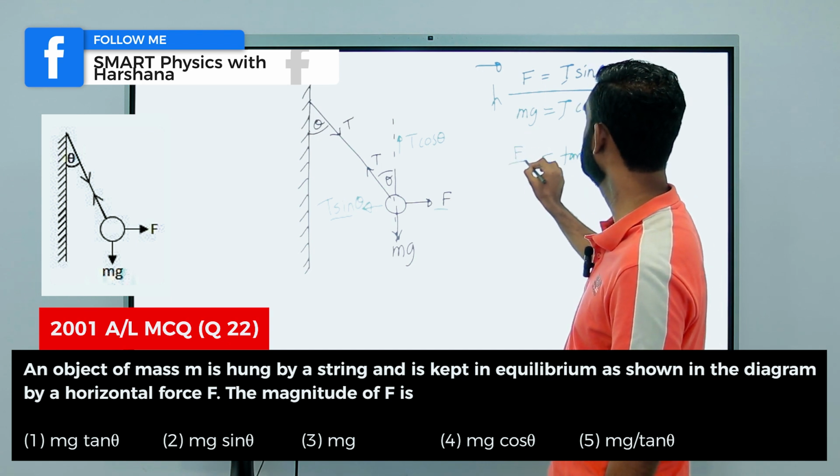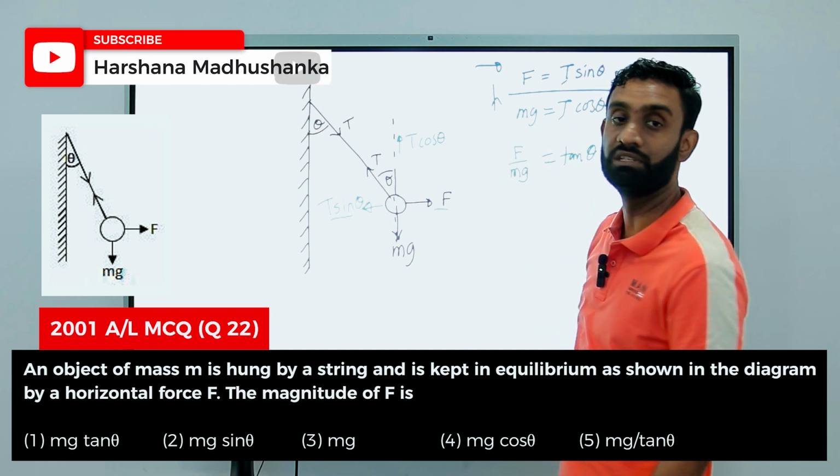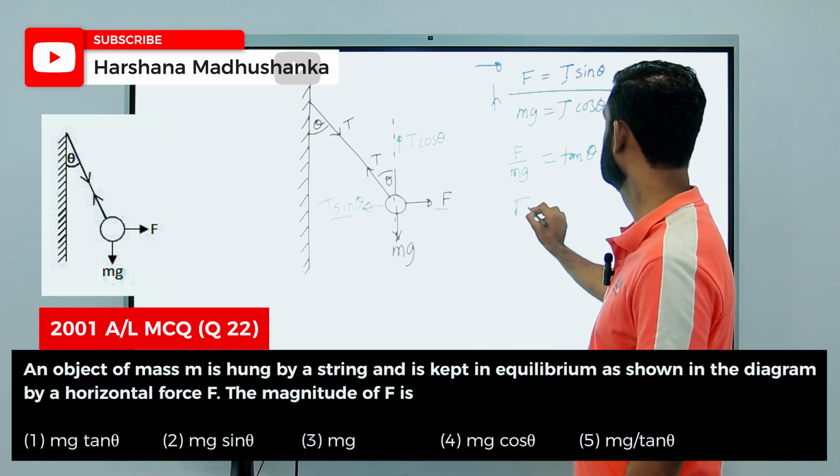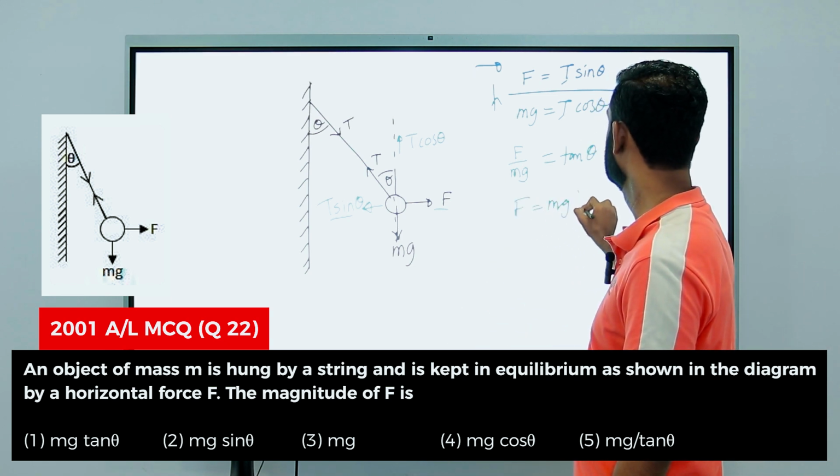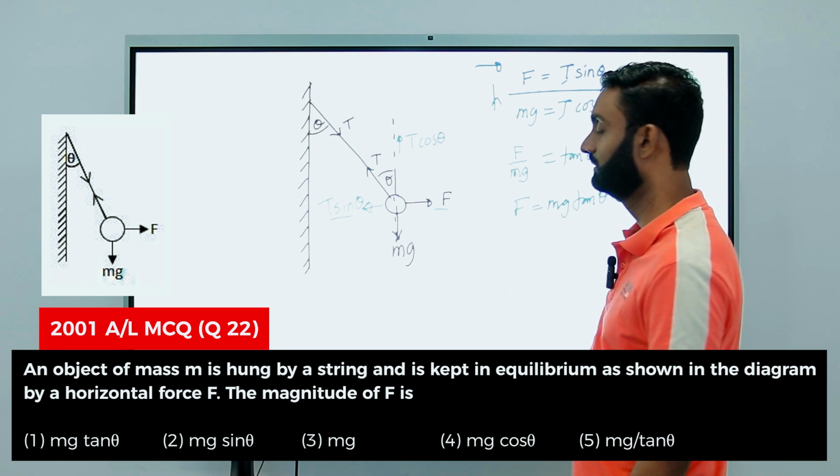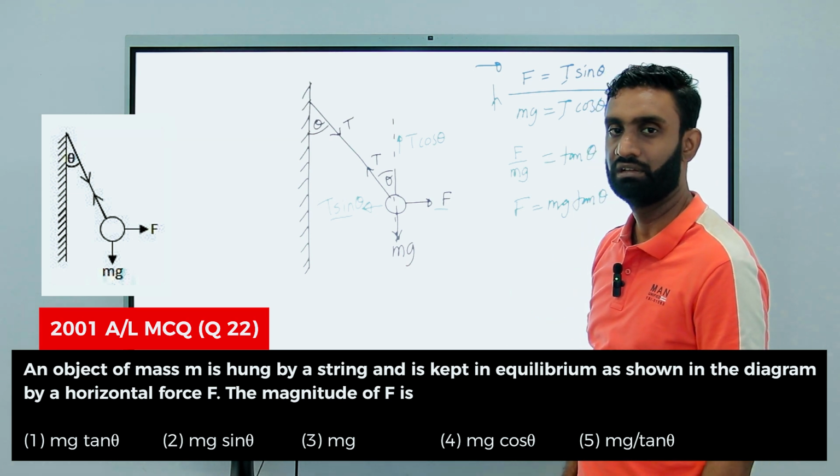This one, F divided by mg. Then F is mg tan theta. That is the answer. Answer 1.